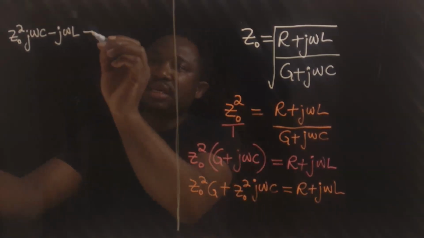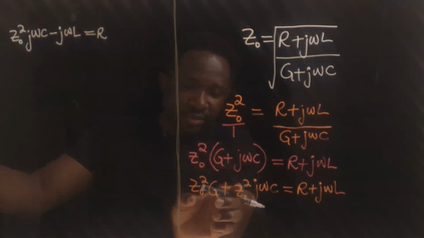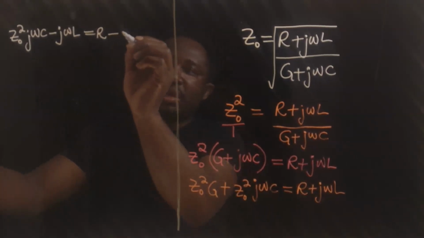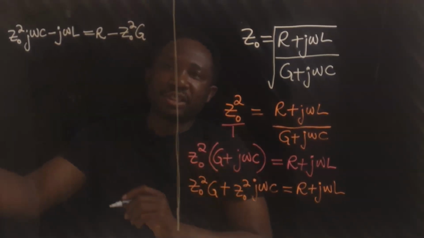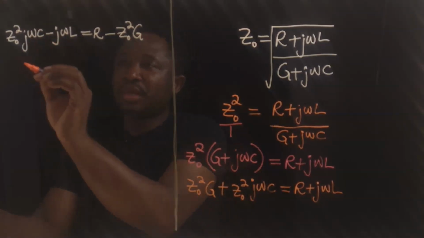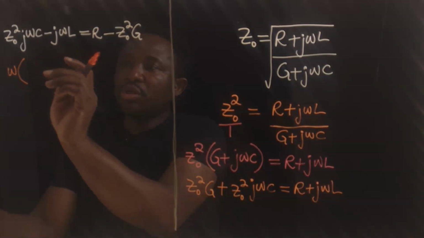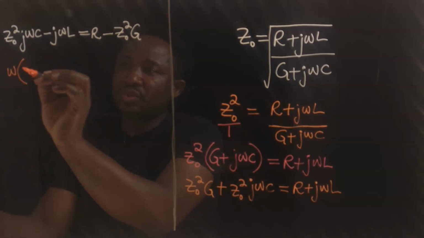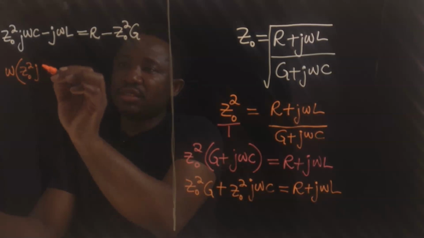On this side, I have r. This z subscript 0 squared multiplied by g will move across the equal sign and becomes minus z subscript 0 squared multiplied by g. Next, I have w here and I have w here. I want to make it the subject. I will factorize the w out. What will I put here? By the time it multiplies this w, everything here will return. I'm going to have z subscript 0 squared jc.